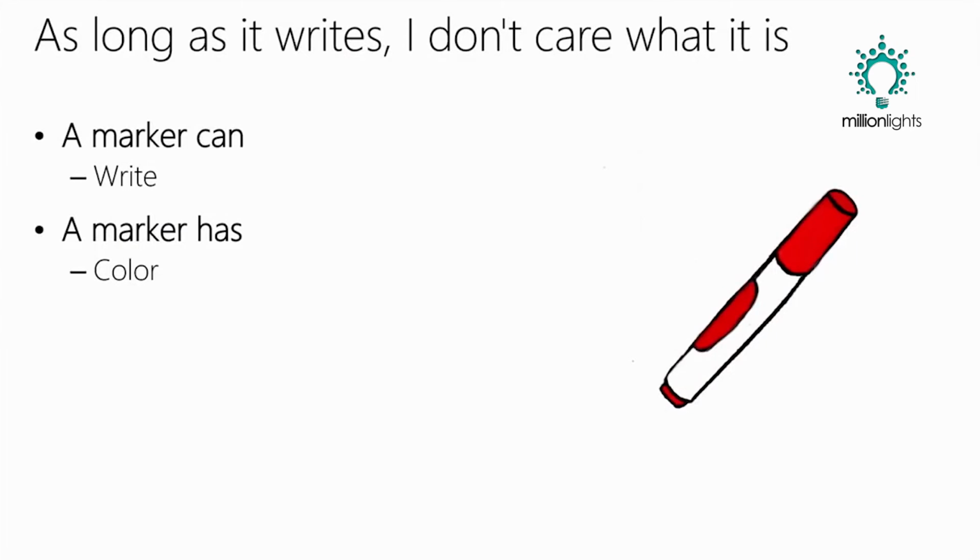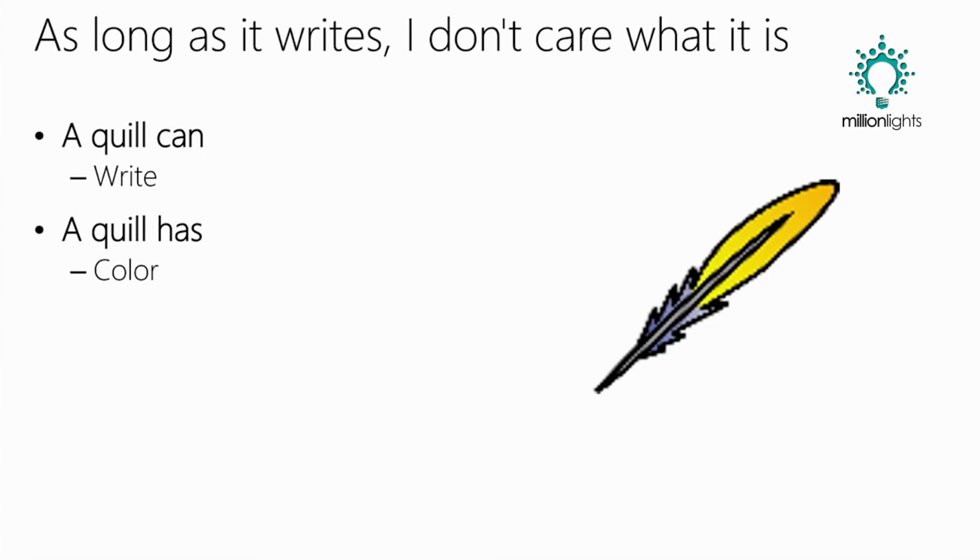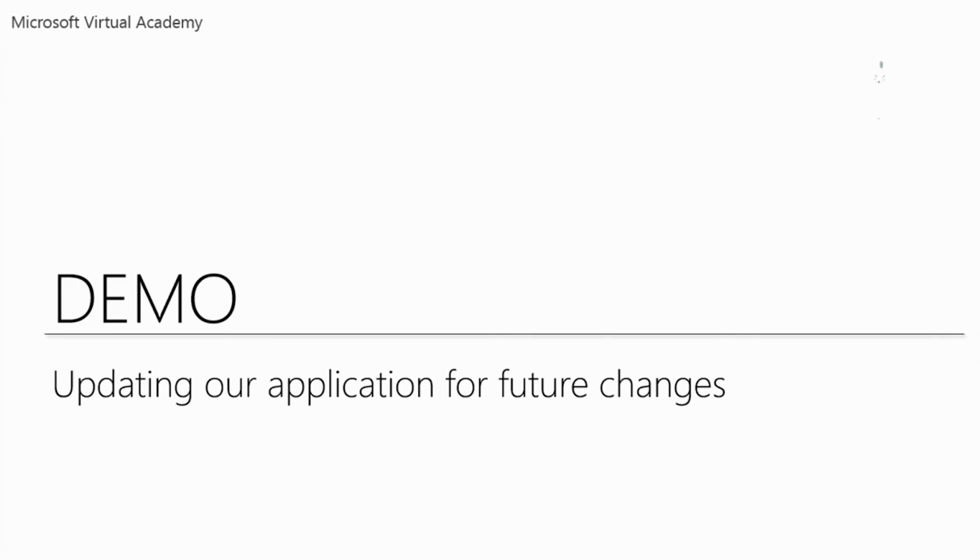To give you an analogy here, as long as it writes, I don't care what it is. A marker can write and it has a color. Well, a quill can write, and a quill has color. So along those same lines, we can actually swap out our objects for other object types.